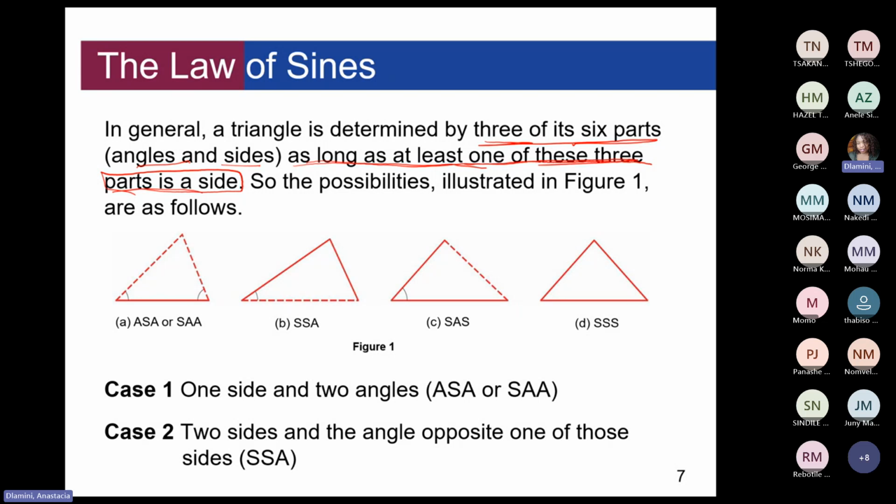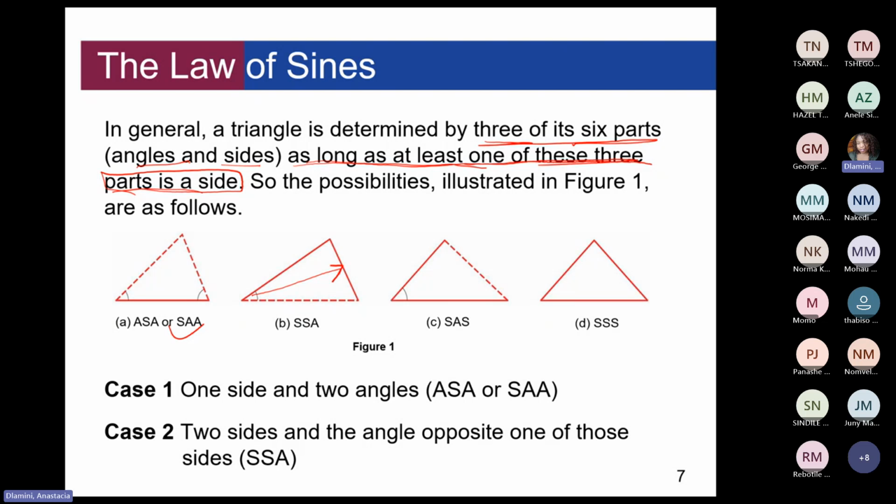So now there are cases, there's A, there's B, there's C, and there's D. In A, you are given an angle, a side, and an angle. In B, you're given a side, angle. In C, you're given side, angle, side. And in D, you're given all three sides. So case 1 is one side and two angles, which is A. Case 2 is two sides and the angle opposite one of the sides. Do you see that? That's the second case.